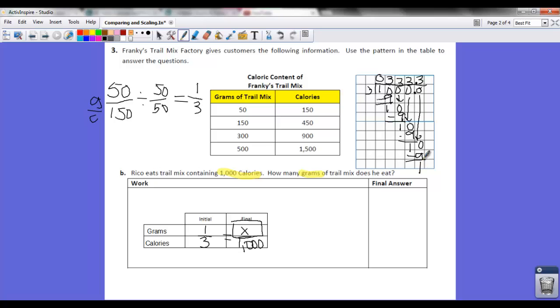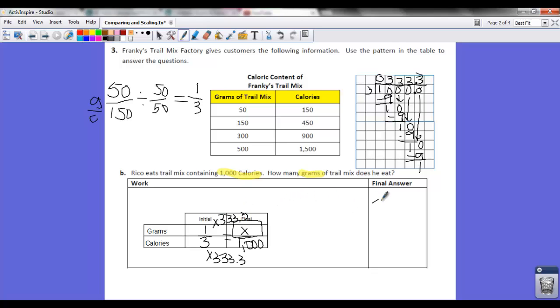Now 10 divided by 3 goes on and on and on forever. This is what we call a repeating decimal. So we're going to stop at the tenths place value, and we put a line over the 3 to represent that it's repeating. So 3 times 333 and 3/10 will give me 1,000. If we do it to the bottom, we have to make sure it's proportional. So let's multiply the top times 333 and 3/10, which tells me 1 times 333 and 3/10 is going to be 333 and 3/10. So if Rico eats trail mix containing 1,000 calories, how many grams of trail mix does he eat? So he eats about 333 grams.